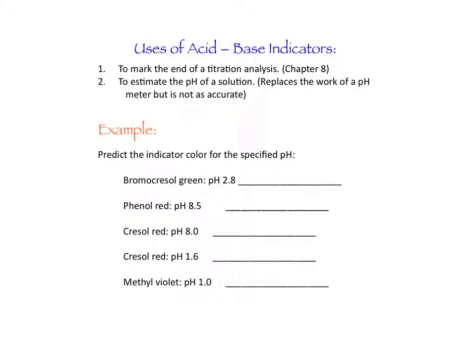If bromocresol green has a pH of 2.8, we want to look at our table, and we can see that bromocresol green changes color between 3.8 and 5.4. So because 2.8 is less than 3.8, we know that it's going to be yellow. If phenol red has a pH of 8.5, we know that it's greater than that top end of the range of 8, so it must be red.